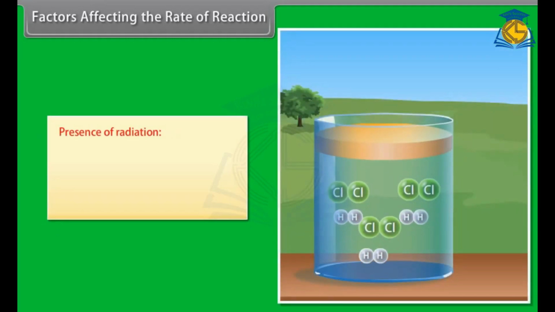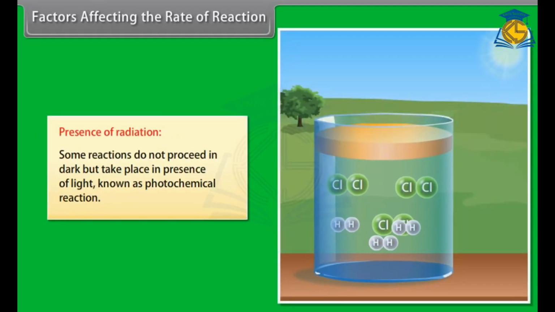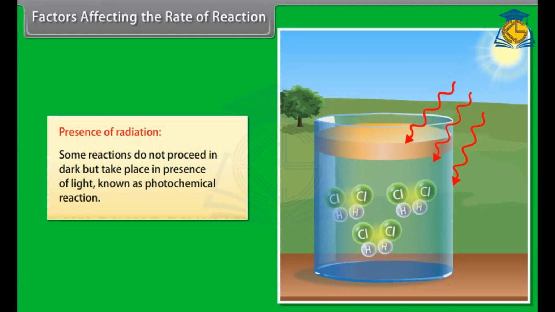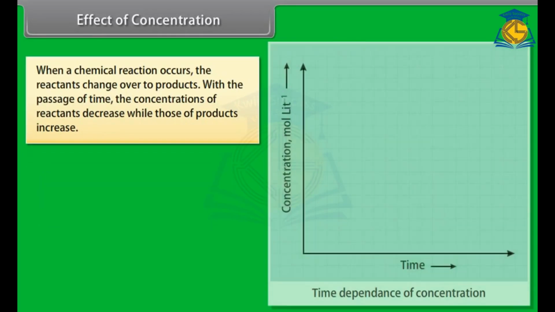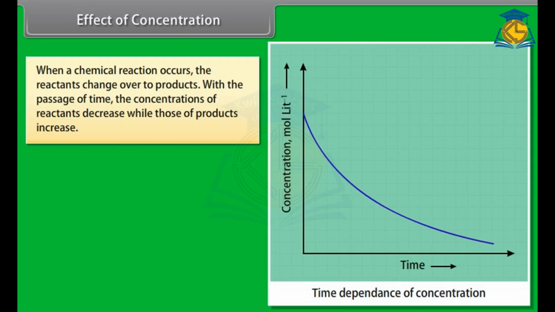Presence of radiation. Some reactions do not proceed in dark but take place in the presence of light, known as photochemical reactions. Effect of concentration. When a chemical reaction occurs, the reactants change over to products. With the passage of time, the concentrations of reactants decrease while those of products increase.